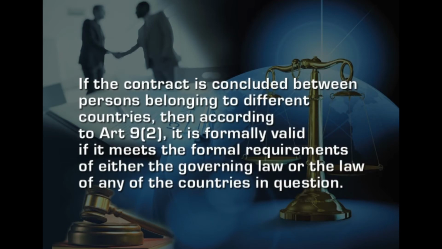If the contract is concluded between persons belonging to different countries, then according to Article 9 Clause 2, it is formally valid if it meets the formal requirements of either the governing law or the law of any of the countries in question. With regard to the traditional English rules, a contract would be formally valid if it complied with the requirements of either the proper law or the lex loci contractus. There are a few exceptions to this rule. No action could be brought on certain contracts unless evidenced in writing.